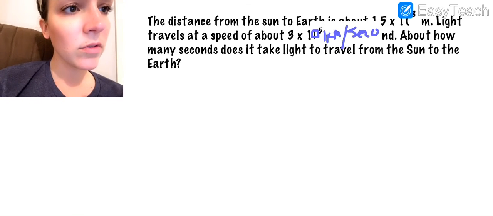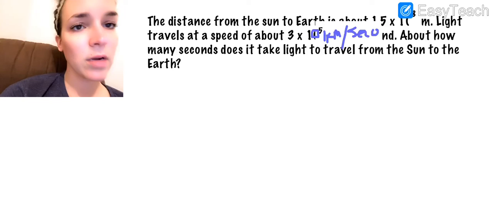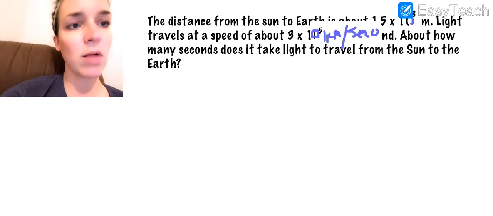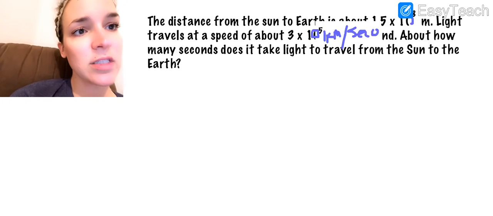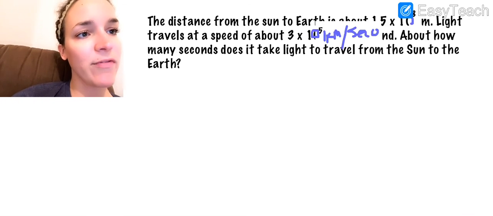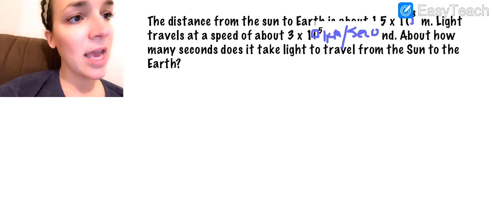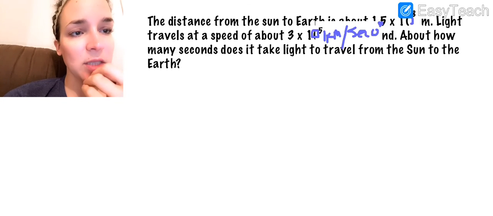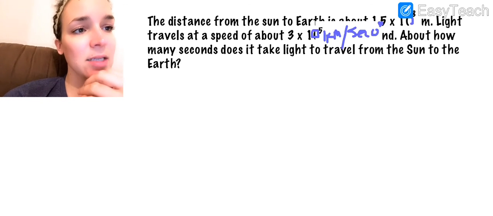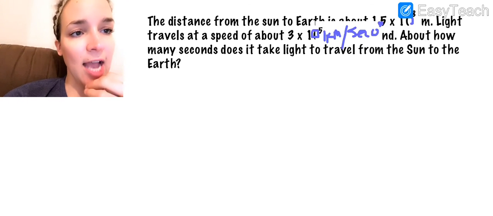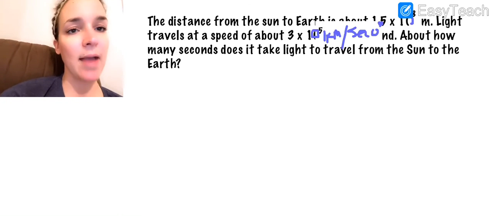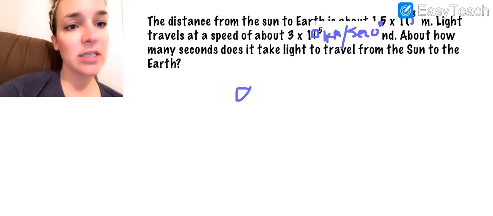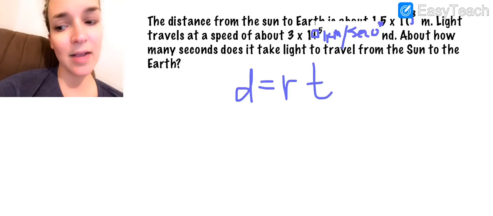Okay. So let's read the problem and we'll solve it. The distance from the sun to Earth is about 1.5 times 10 to the 8th power meters. Light travels at a speed of about 3 times 10 to the 5th kilometers per second. About how many seconds does it take light to travel from the sun to the Earth? Okay, so we've got our distance, and remember, distance always equals rate times time.